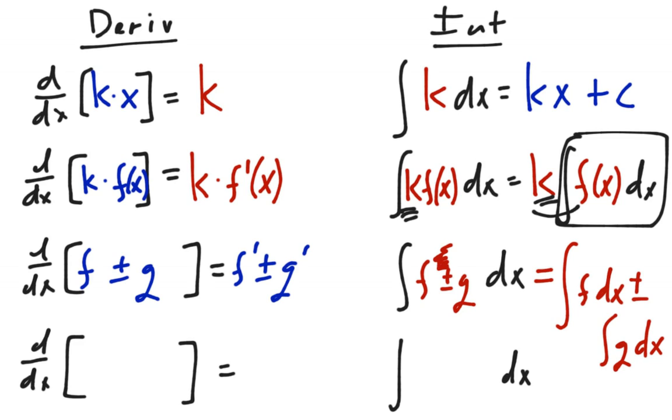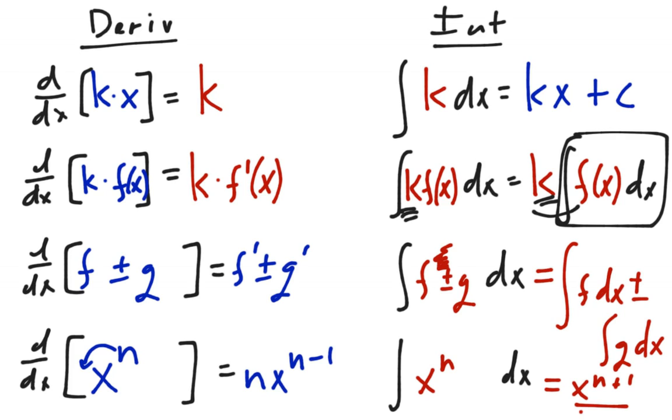And then the last one for this page is the power rule. The derivative power rule, we bring down the power, and subtract. Going backwards, we do the opposite. If I'm integrating x to the n, I add 1, x to the n plus 1, divide by the new power, and then add my plus c at the end.